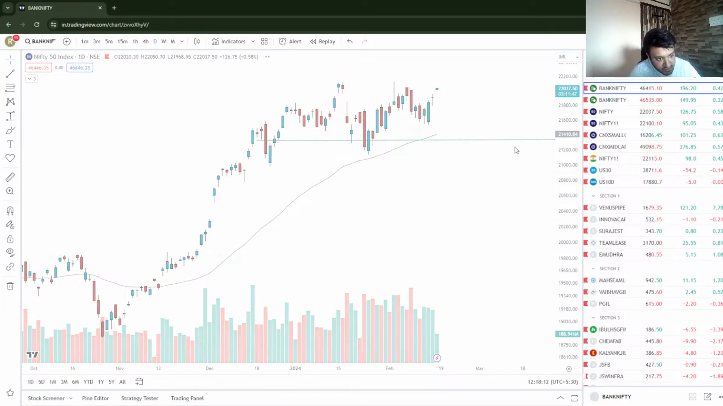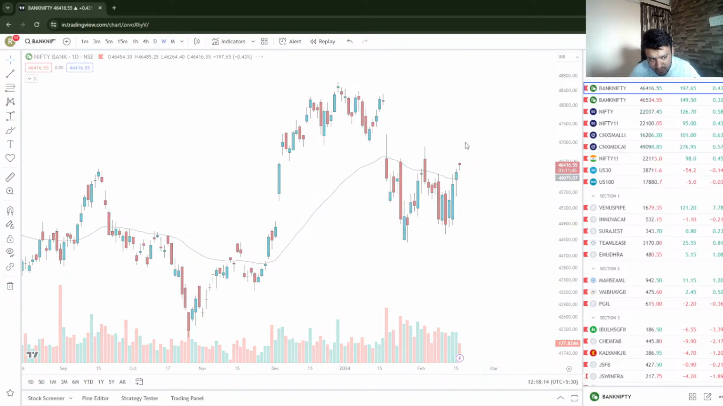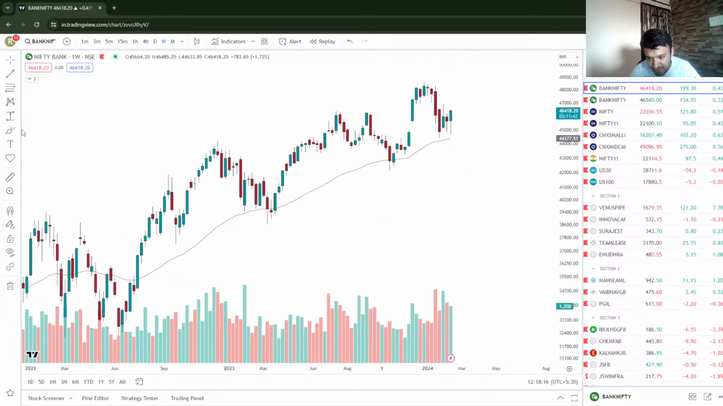All right, Bank Nifty as well. I have talked about this weekly demand on Bank Nifty, this weekly base basically.